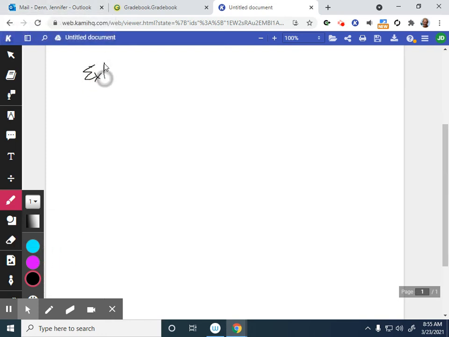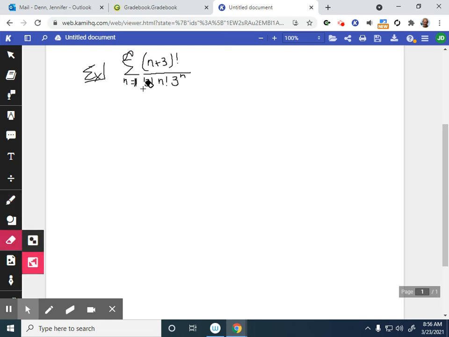Okay, let's look at, I'm going to try to write smaller. Oh shoot, where did I put that problem? Oh, here we go. How do we handle factorials? So let's say we have the series n plus 3 factorial over 3 factorial n factorial 3 to the n. Oops, this must be a 1.